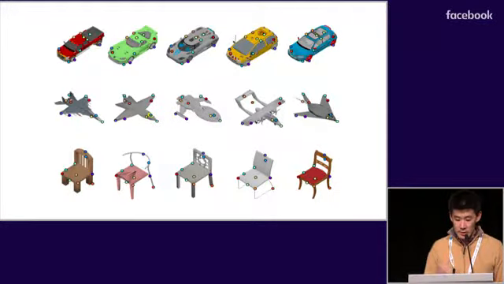What's surprising here is that the network tends to select key points that have semantic meanings that humans would tend to pick as well. For example, it picks the wheels of the cars, the cockpits of the planes, or the legs of the chairs.